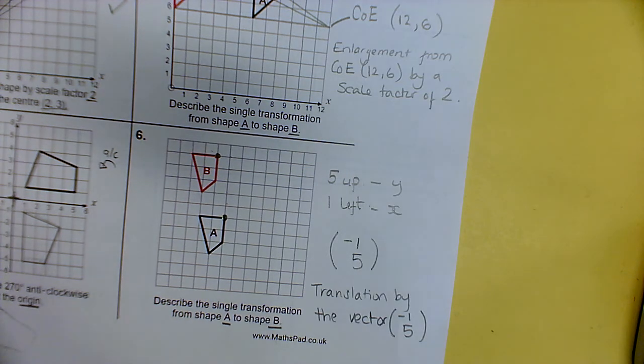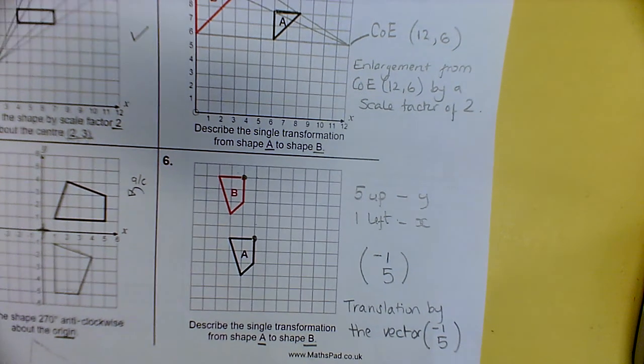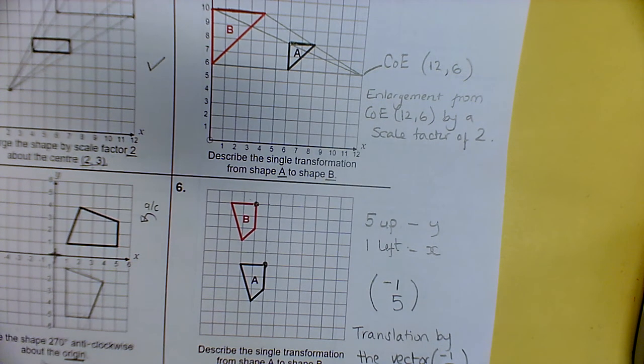So to summarise transformations, obviously we haven't done negative scale factors, we haven't done fractional scale factors. You need to have a look through your books to make sure you're happy with those things, or find another video online, but this is just a nice quick reminder of the very basics of transformations.